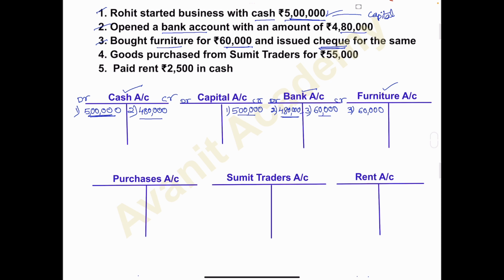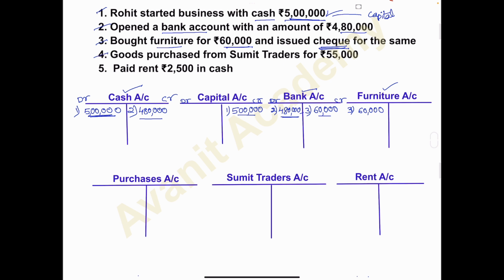Clear? If he has paid in cash, then the cash balance will decrease. But in this third transaction, the payment is made by check. So cash at bank, the bank balance will decrease.